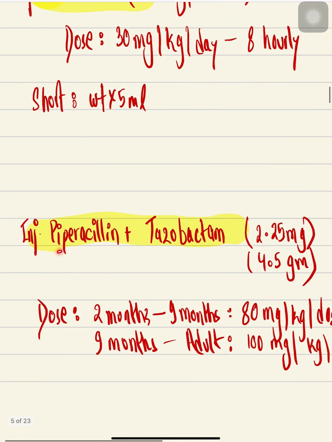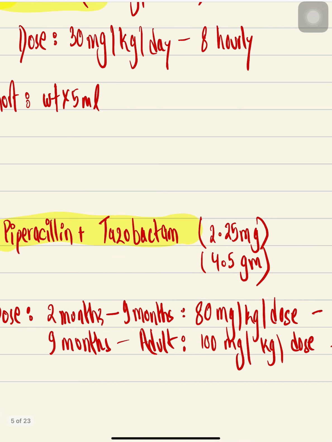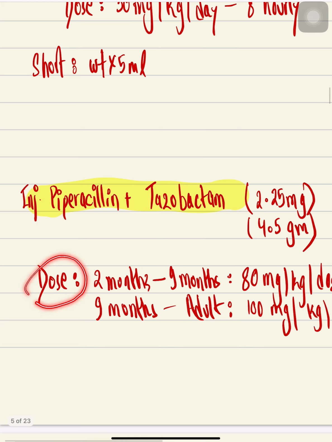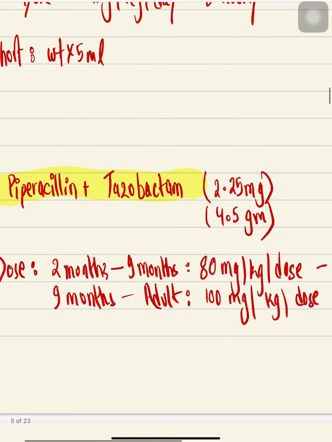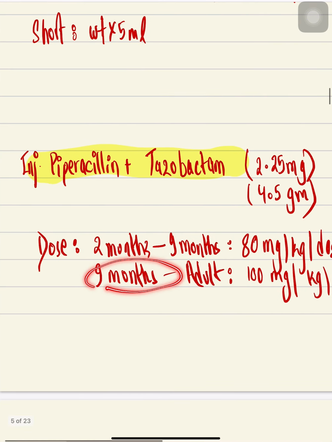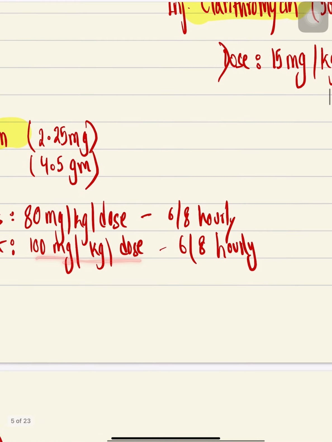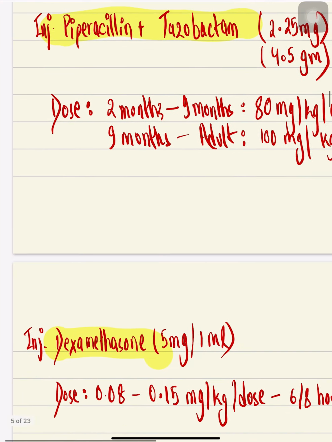Next is injection piperacillin plus tazobactam 2.25 gram and 4.5 gram. The dose for 2 months to 9 months is 80 mg per kg per dose, 6 to 8 hourly, and for 9 months to adult we have 100 mg per kg per dose, 6 to 8 hourly.